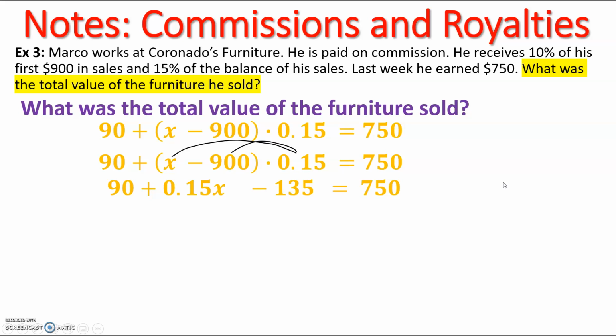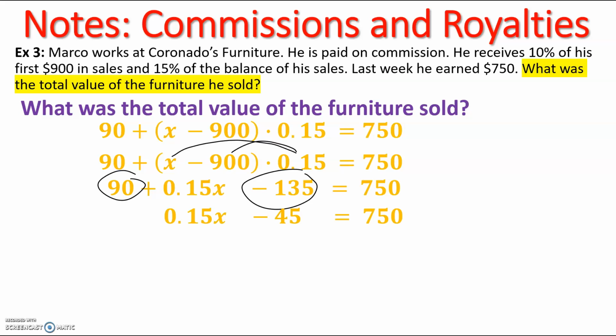The next thing we must do is combine our like terms. Now, if you remember from before, like terms are those that have the same variable with the same power. In this case, our like terms are going to be our constant terms, or the ones without the variables. So the 90 and the negative 135. So we're going to combine the 90 and the negative 135, giving us a negative 45. So we now have 0.15x minus 45 is equal to 750.